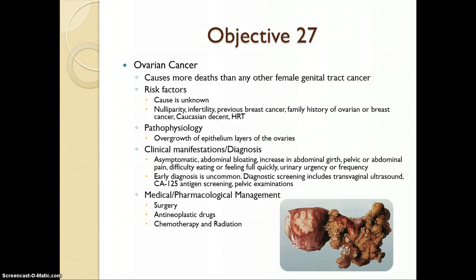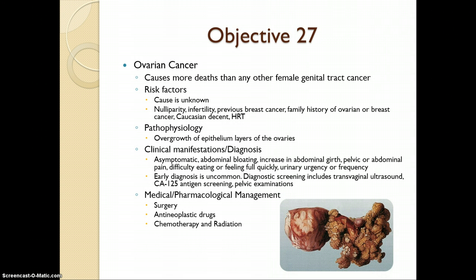Ovarian cancer causes more deaths than any other female genital tract cancer. The cause is unknown, but there are risk factors of nulliparity, infertility, previous breast cancer, family history of ovarian and breast cancer, Caucasian descent, or being on hormonal replacement therapy. Pathophysiology of ovarian cancer includes the overgrowth of the epithelium layers of the ovaries.